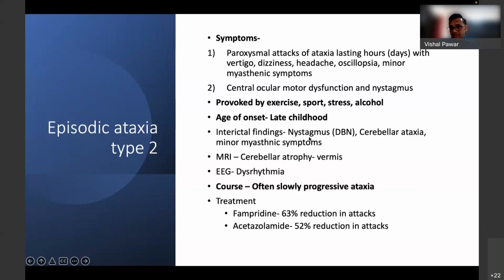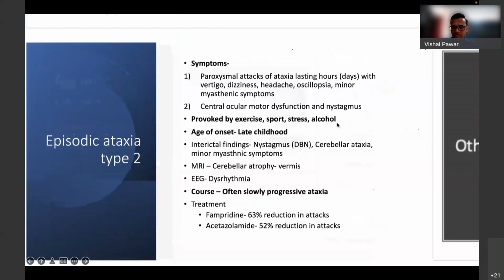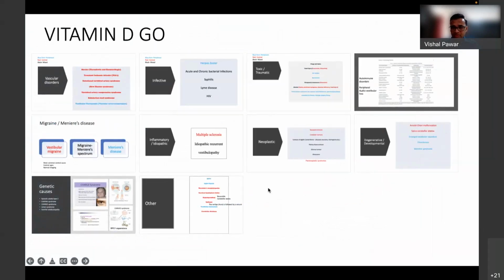Interictal findings can be cerebellar ataxia, downbeat nystagmus, minor myasthenic signs, and the MRI can show cerebellar atrophy of the vermis, or even atrophy of the lobes. EEG abnormality can be seen, and it is a very slowly progressive ataxia. There are certain drugs which can be helpful, like 4-aminopyridine and acetazolamide. So it's very important to be aware of this disorder whenever we are considering patients with vestibular migraine.